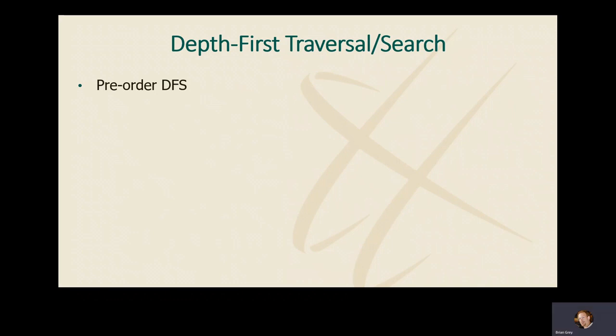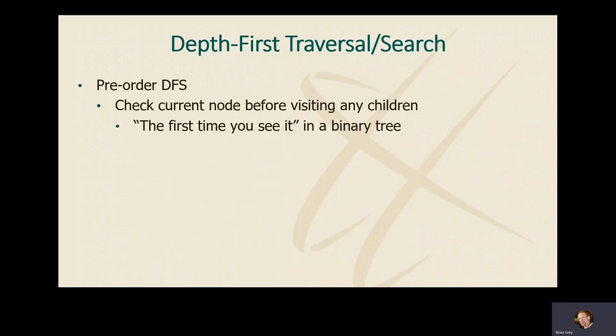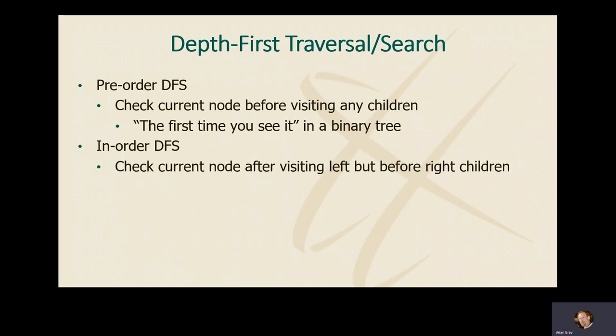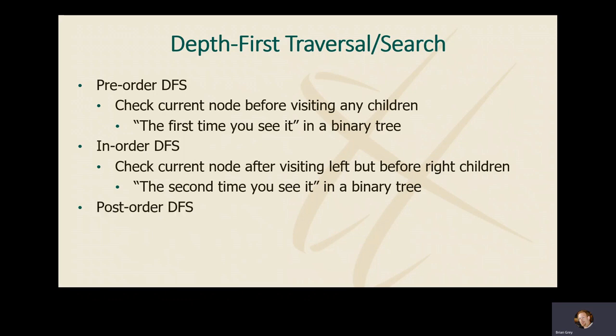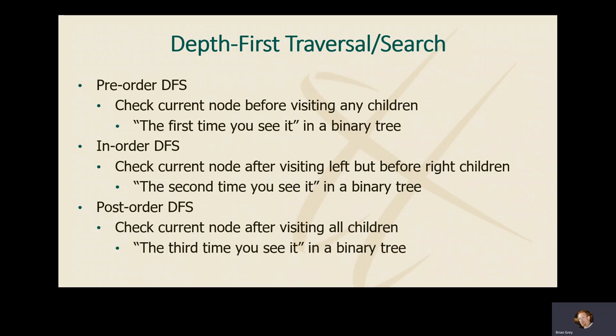In pre-order depth first search, we check our current node before we visit any children, before we visit the left child, the right child, any of that stuff. So you can think of this in a binary tree as the first time you see an element. Or we can do in order, which is we check the current node after visiting the left, but before we visit the right children. So in a binary tree, that's the second time you see it. Or we can do post order, where we check it after we visit all the children. And this is sort of the third time you see it.